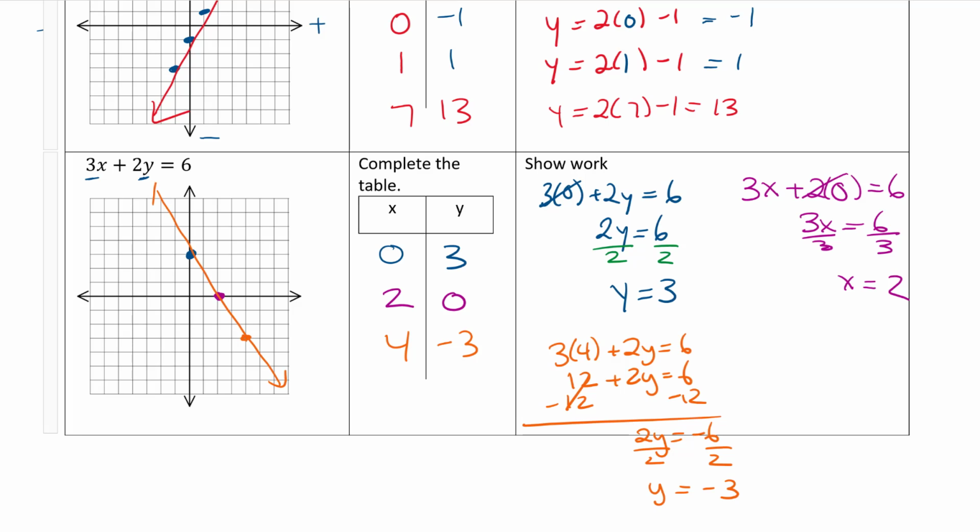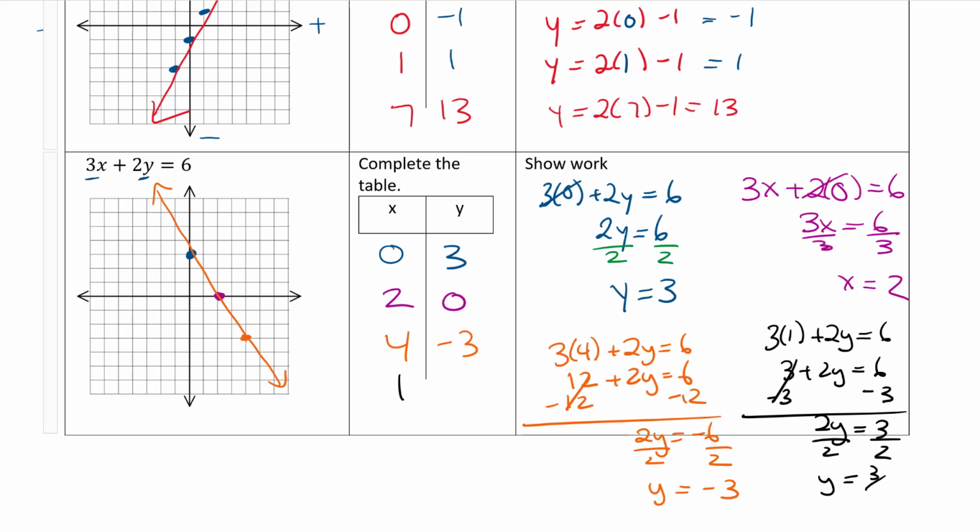Now if you get a fraction in your answer on one of these and you don't like it, just throw it away. For example, if I would have picked 1, 3 times 1 plus 2y. You understand you don't have to pick more than 3, but I'm just trying to hit all the bases for those people that might have picked a different number than me. If you are solving this, I subtract 3 from both sides and you get 2y equals 3. Then you divide both sides. Look what happens here. You get 3 halves, which is 1.5. So at 1 you get 1.5.